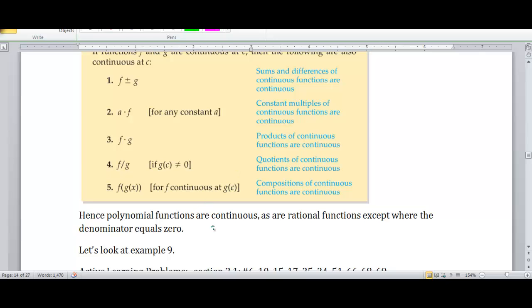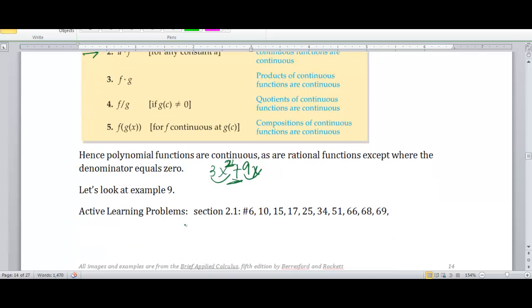So for example, if I have 3x squared plus 9x, x squared is a parabola, it's continuous. Multiply by 3, that's this rule right here, that's also continuous, because I'm multiplying by a constant. X is a line, that's continuous. Multiplying by 9 gives me continuity. These 2 are continuous functions. Adding them together, that's this rule right here. Sums of continuous functions are continuous. Rational functions are continuous except where the denominator equals 0, because there you have an asymptote.